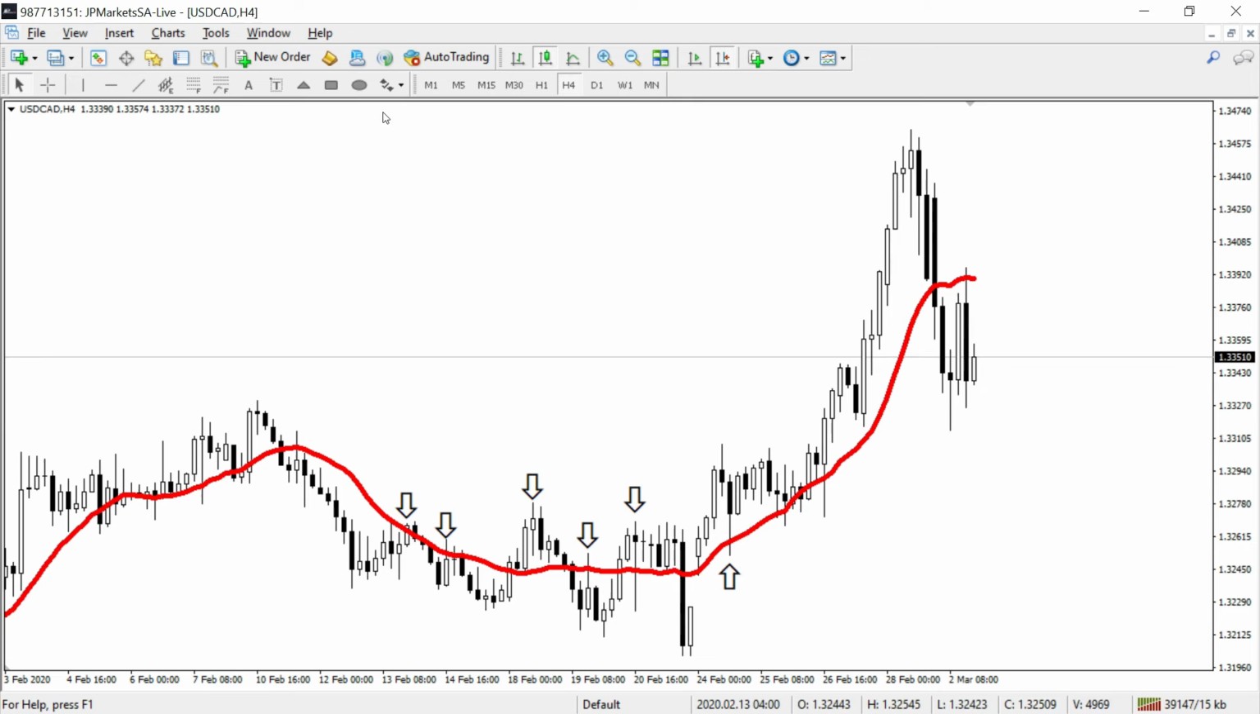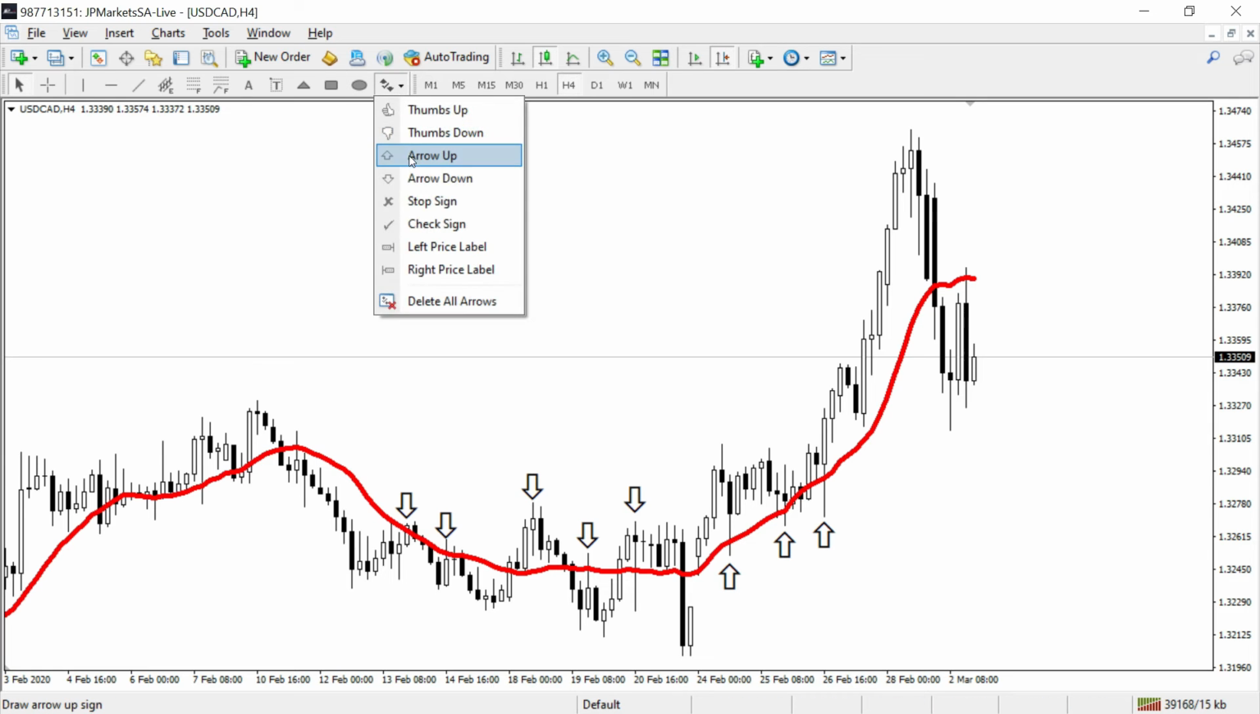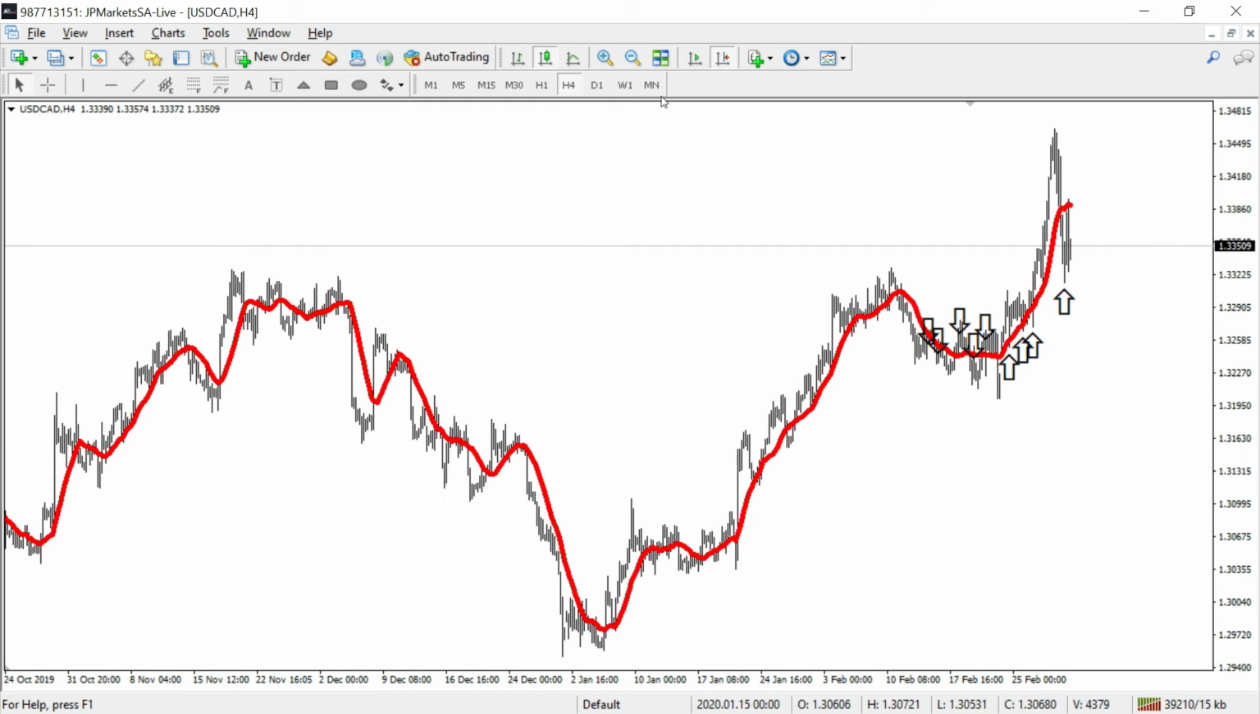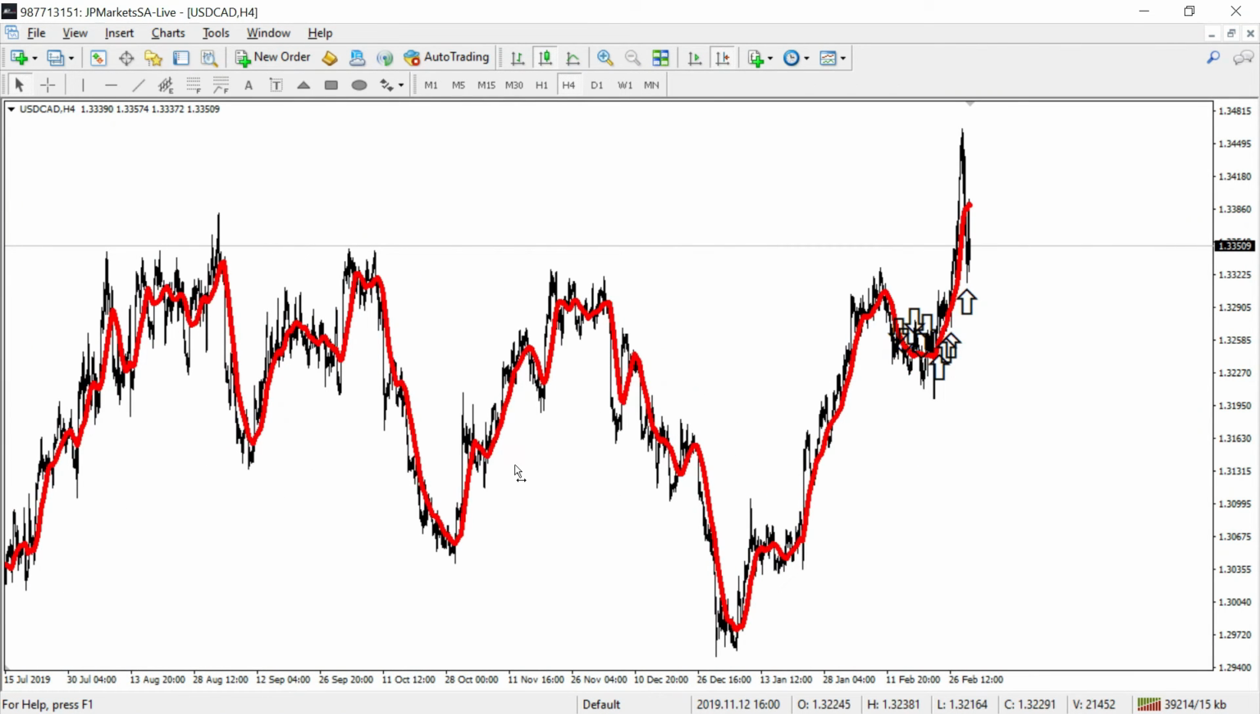So support over there, support over here, there, and we expect it to act as a support here. Even though it's playing here a bit, since it's still on average tilted upwards, we expect it to keep acting as a support. So let's zoom out a bit so we can see the full picture.